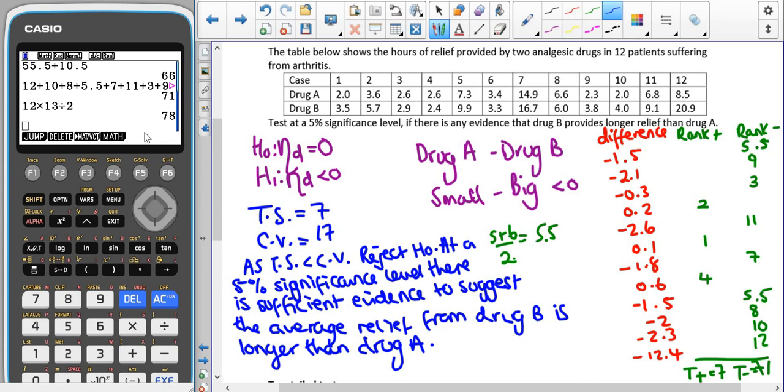The critical value I get from page 25, 5% significance level, so where it says one-tailed, I'm going across to 5%. This time I'm going down to 12, which gives me a critical value of 17. So then as my test statistic is smaller than the critical value, that means the difference between those two numbers is big enough to say that there is a difference, so we're rejecting H0. At 5% significance level, there is sufficient evidence to suggest the average relief from drug B is longer than drug A.